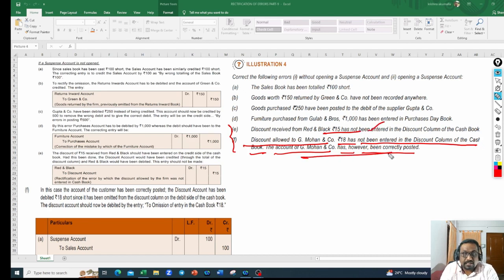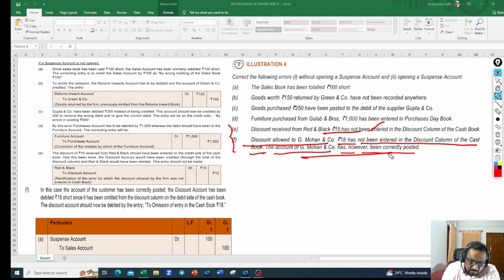That is the assumption we have taken in the previous one. In this case, what did he mention? He mentioned very clearly that Mohan and Company account has been correctly posted. In that account, it has been posted correctly. But where would that entry not have been posted? That entry wouldn't have been posted in discount account alone. That is the assumption you need to take.